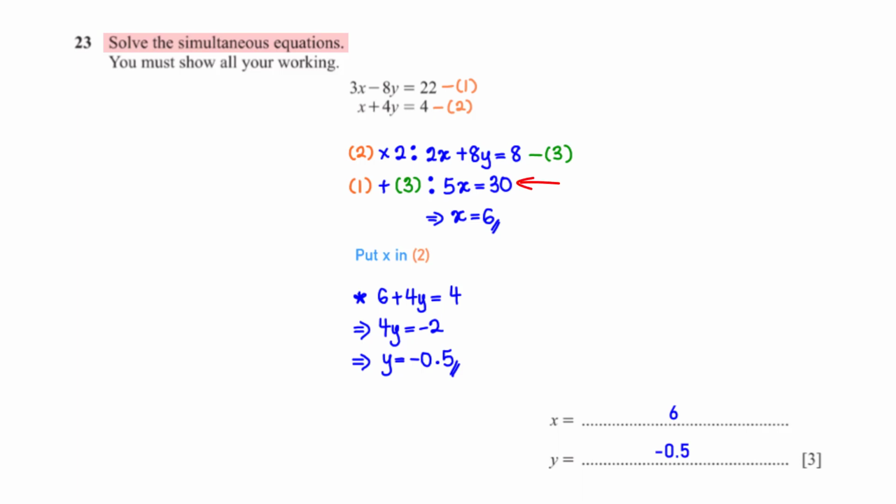This gives us 5x equals 30. When we divide both sides by 5, we get x equals 6. So now we can plug in the value of x into any of the equations to get the value of y. If we pick equation 2, we have 6 plus 4y equals 4. When we subtract 6 from both sides, we get 4y equals negative 2. And when we divide both sides by 4, we get y equals negative 0.5.